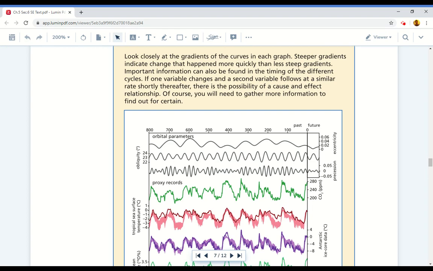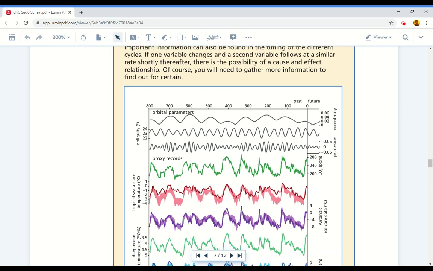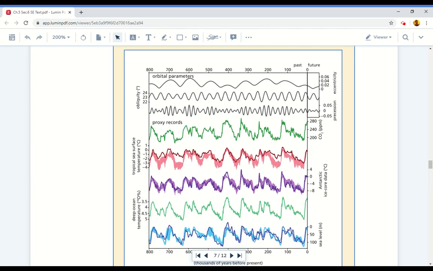Important information can also be found in the timing of the different cycles. If one variable changes and a second variable follows at a similar rate shortly thereafter, there is the possibility of a cause and effect relationship. Of course, you will need to gather more information to find out for certain.